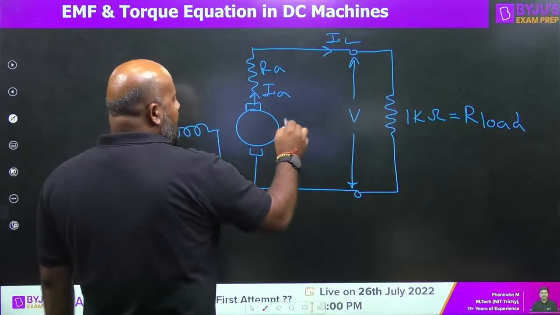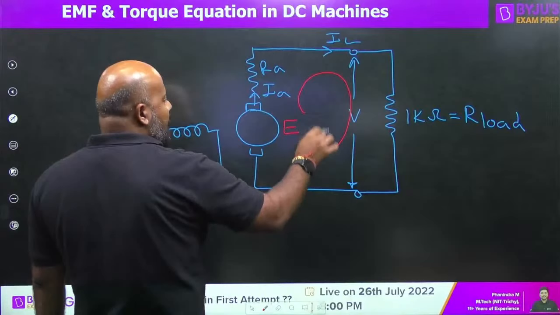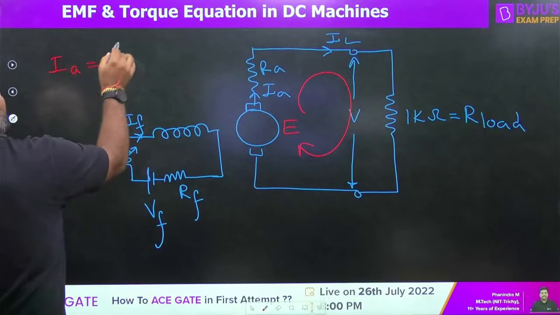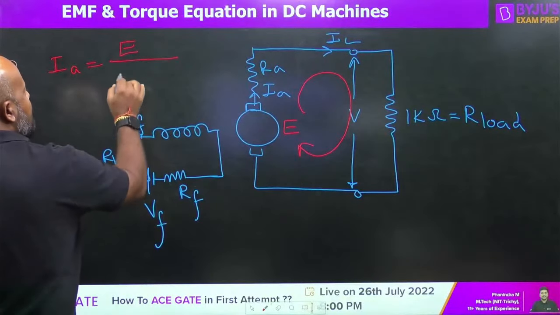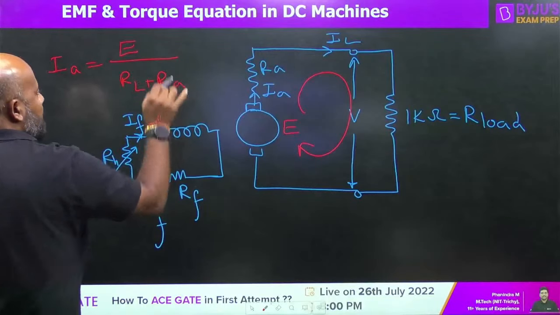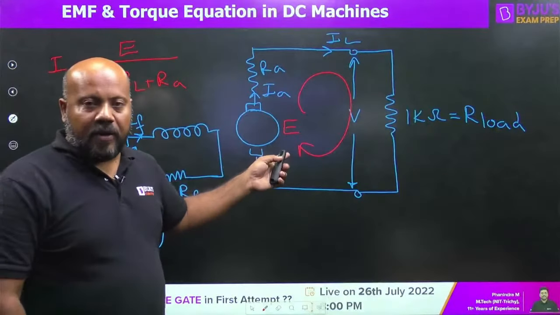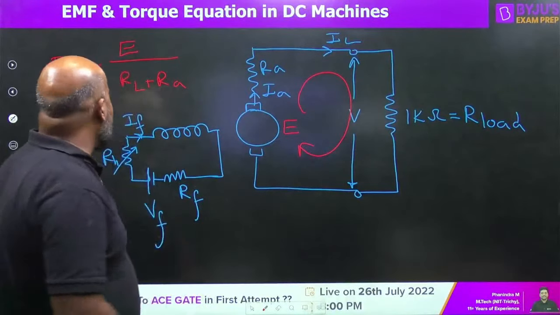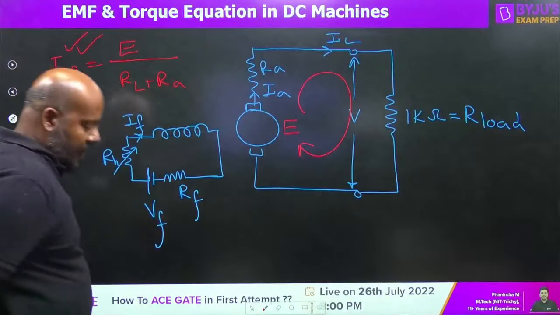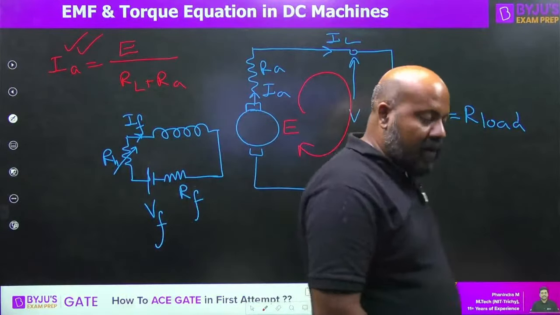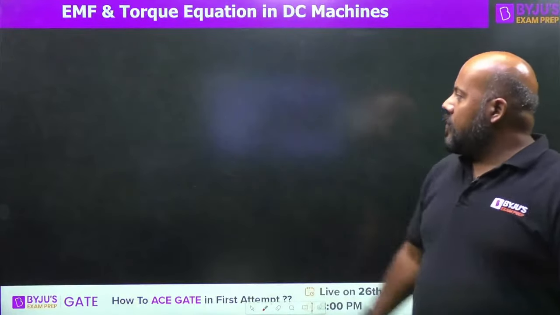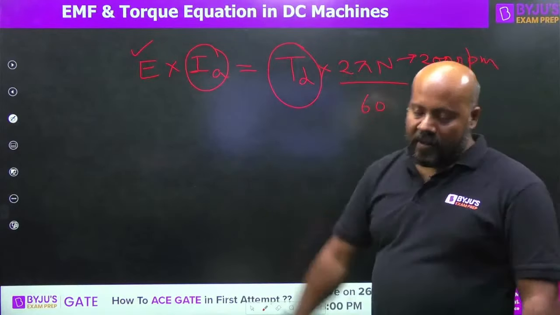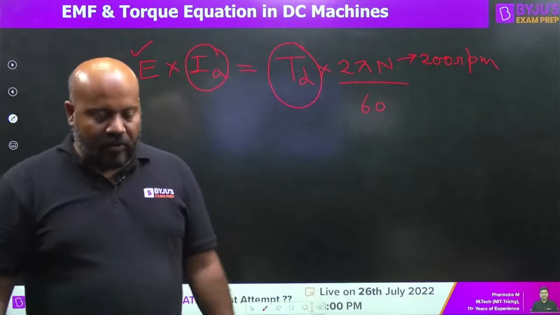If you know the EMF induced, can you apply KVL in this loop? Yes. So you can write IA is going to be the total EMF divided by the load resistance plus armature resistance. EMF you have just calculated. Armature resistance is given in the question. Load resistance is given. So can you calculate this IA? Yes, you can. So you have calculated the generated EMF and the armature current. Speed you know. Very easily you can calculate the developed torque or interaction torque.